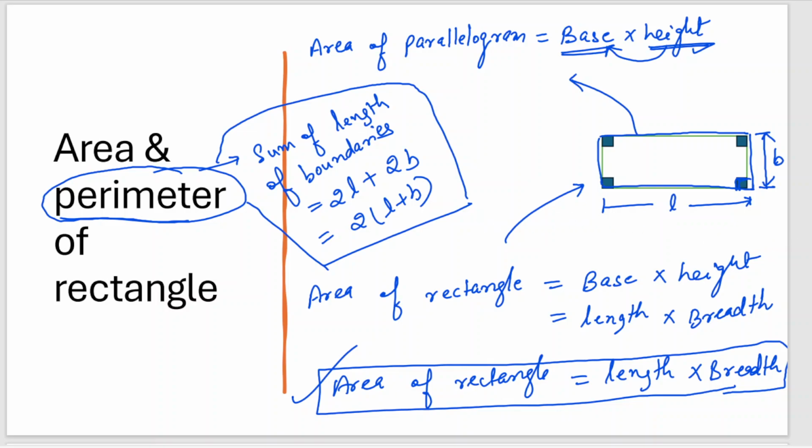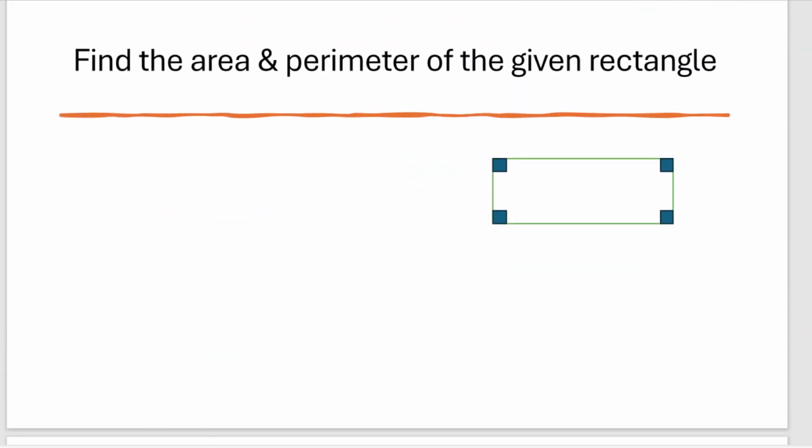Okay. Next, find the area and perimeter of a given rectangle. So let me take an example. If I take this rectangle as 90 centimeter length and this as 40 centimeter breadth. So how will you find the area? So area is equal to length into breadth. So what is length? Length is 90 centimeter into breadth is 40 centimeter.